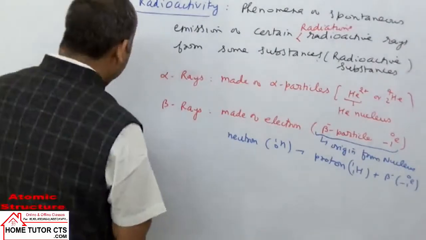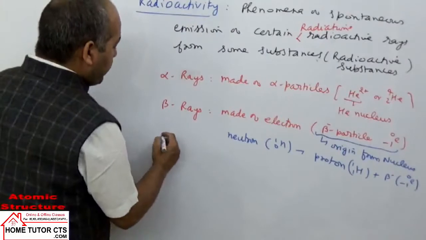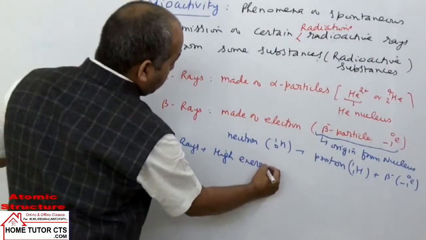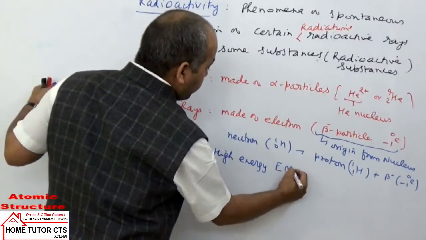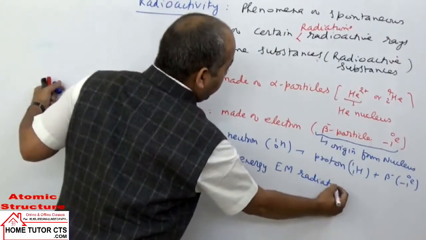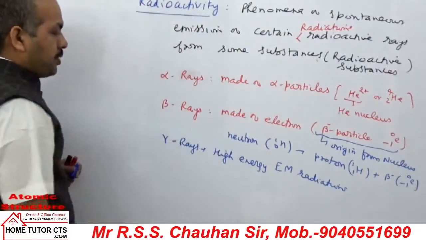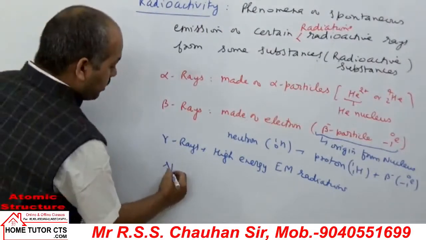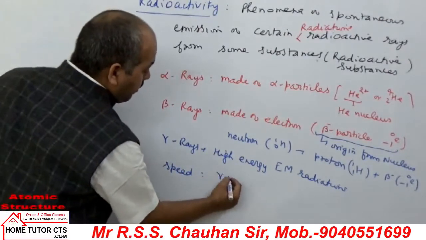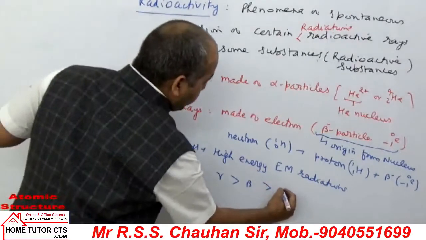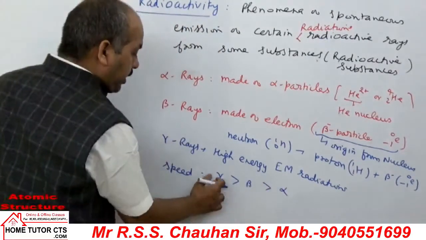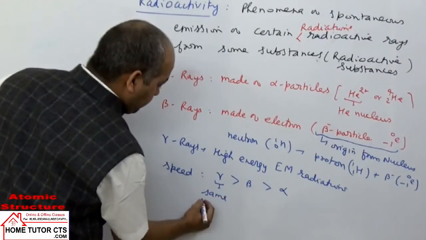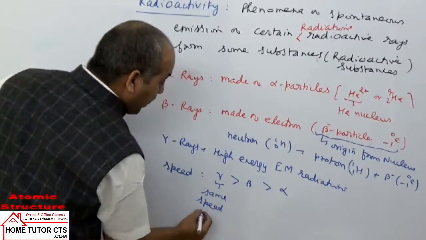Third is gamma rays. Gamma rays are simply high energy radiations. They are high energy electromagnetic radiations. If we take the speed of the rays, gamma rays travel at the highest speed, then beta, then alpha. Mass is higher for alpha. Gamma rays are traveling with the same speed as that of light.